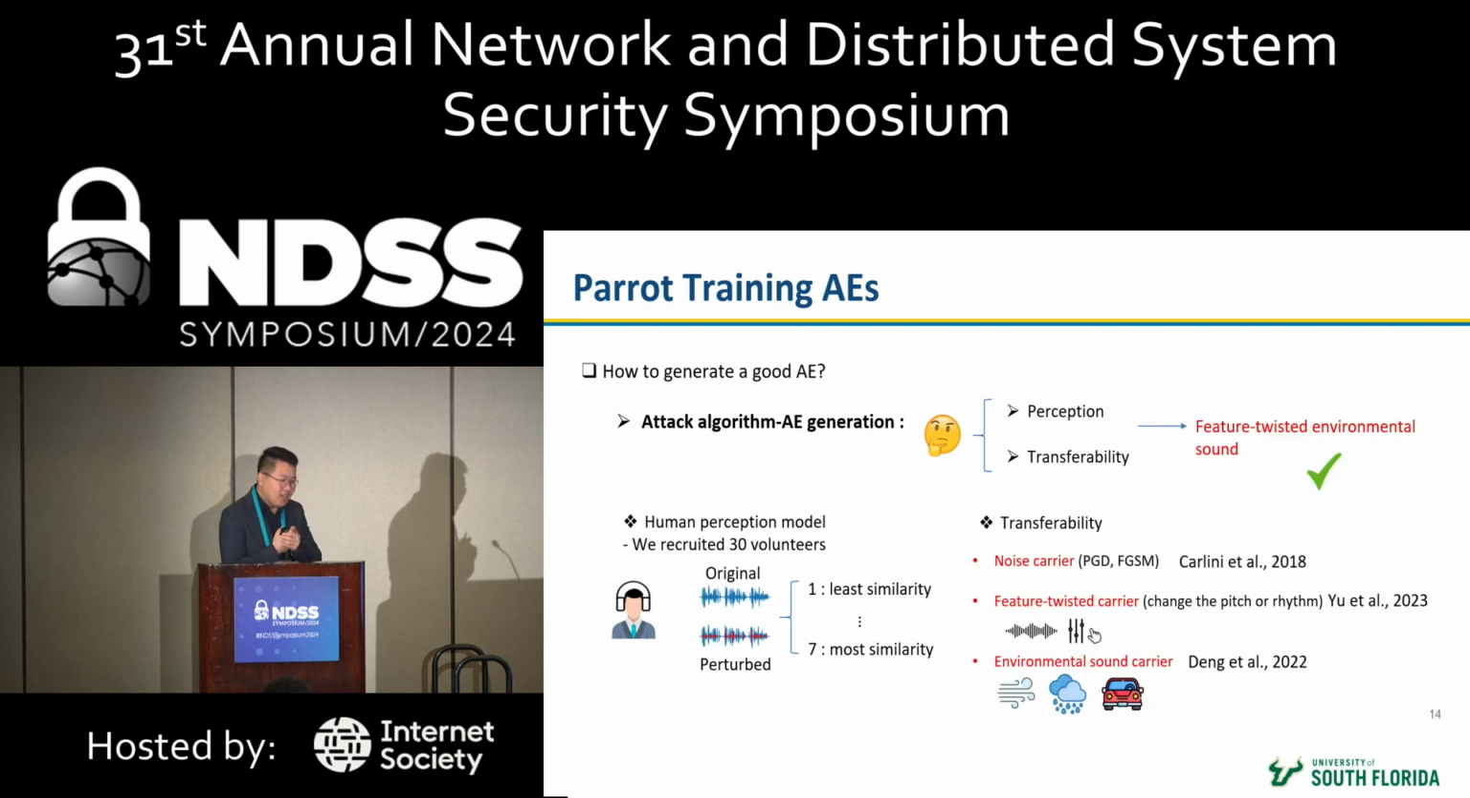On the other hand, there's still an open question of how to evaluate the transferability. We consider most of these methods, which include the noise carrier, such as the PGD method, and the feature twist carrier. For example, we can change the pitch or rhythm of a sound, or even use environment sound, which includes rain, wind, and the sound of a car. And finally, we find that the feature twist environment sound can achieve both good human perception and high transferability. So we decided to use the feature twist environment sounds as our carriers to generate the Parrot-training AEs.